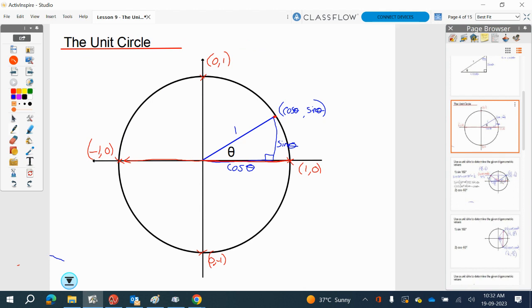This diagram is what you get in the formula sheet. I've never used it. That's how far I got. You get that on the formula sheet. I've never used it.